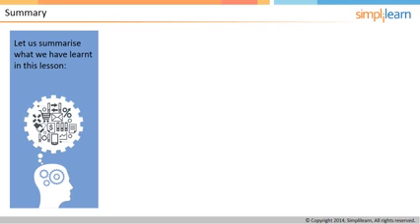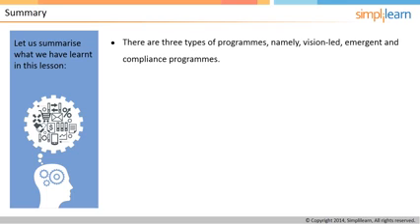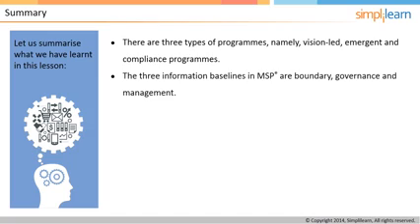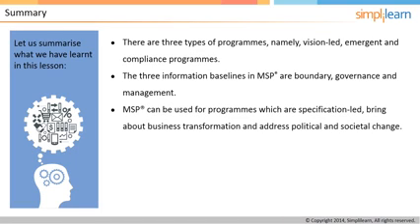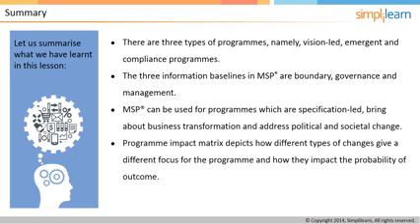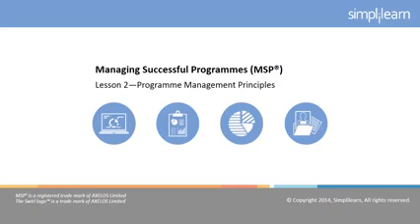Let us summarize what we have learned in this lesson. There are 3 types of programs, namely vision-led, emergent, and compliance programs. The 3 information baselines in MSP are boundary, governance, and management. MSP can be used for programs which are specification-led, bring about business transformation, and address political and societal change. Program Impact Matrix depicts how different types of changes give a different focus for the program and how they impact the probability of outcome. Next, we will look at a few questions based on the lessons covered so far.